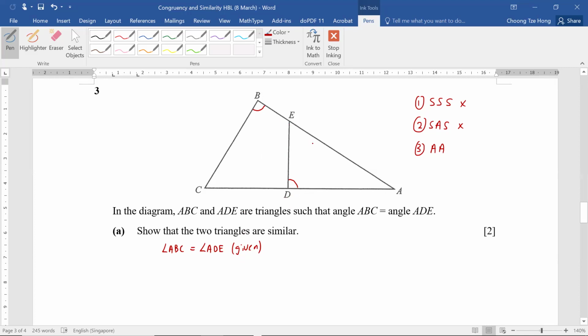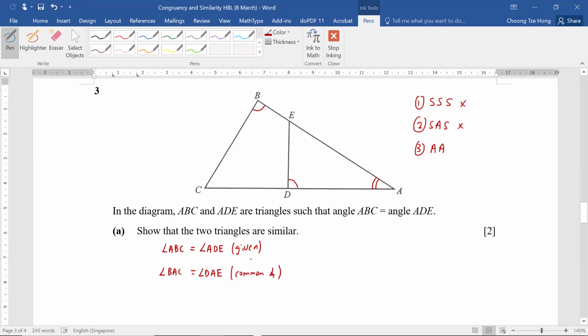In this case, it's actually rather obvious that the common angle is over here. Both the big triangle ABC as well as the smaller triangle ADE share this angle A over here. So angle A would be a common angle. That will give us the second pair of equal angles. So let's write down: angle BAC, this for the big triangle, is equal to angle DAE, this for the smaller triangle, and the reason is that it's a common angle, right?